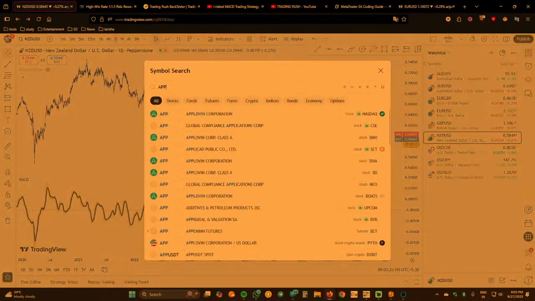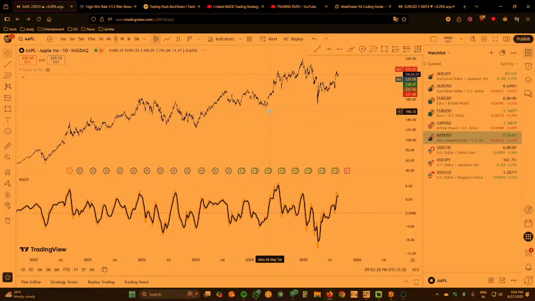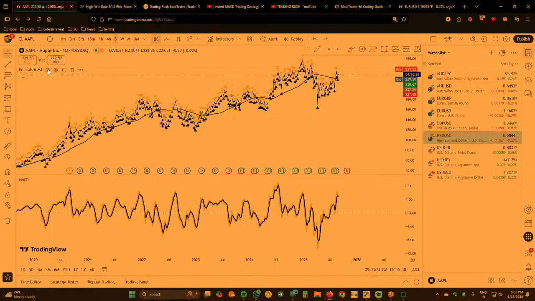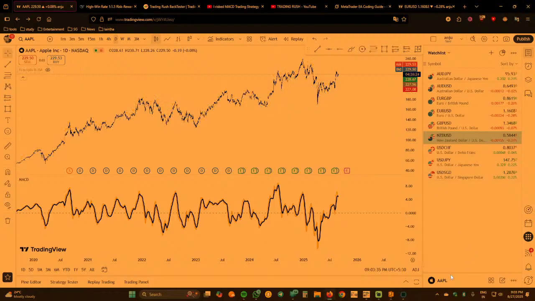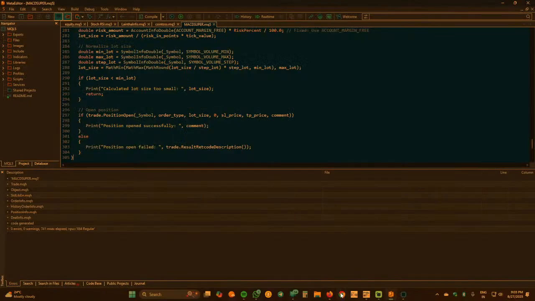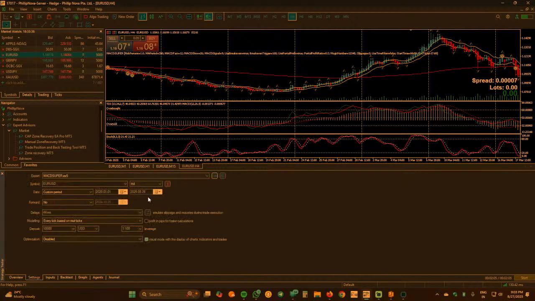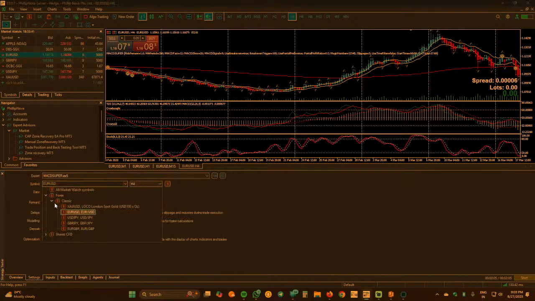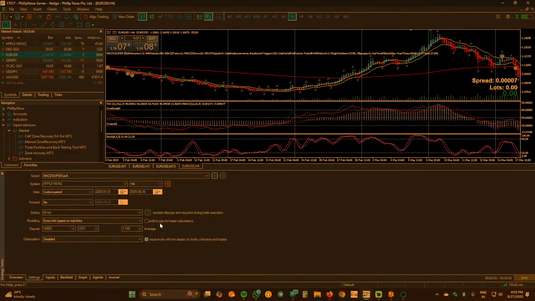Let us do a stock. Yeah, even this was not trending much, but at least it was trending most of the time. So we will trade Apple. Apple for the same time period, we'll do the H1 and we'll start.